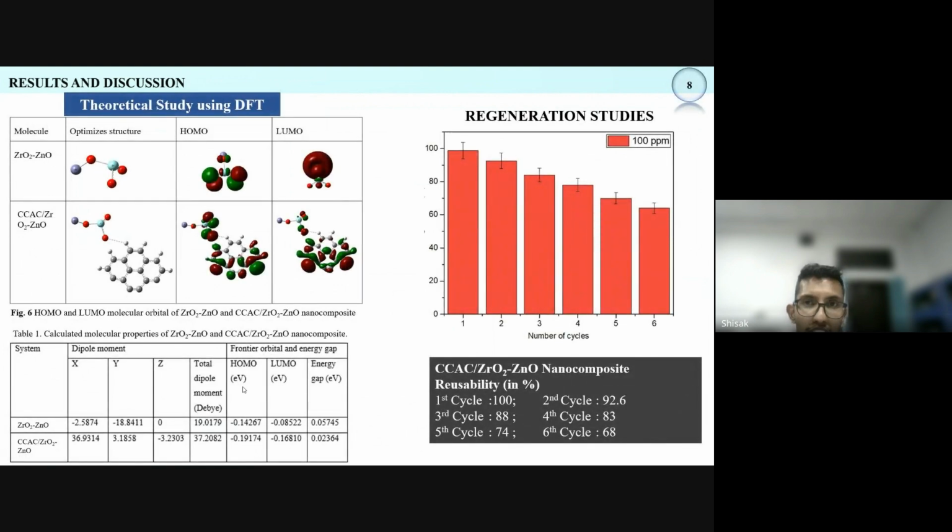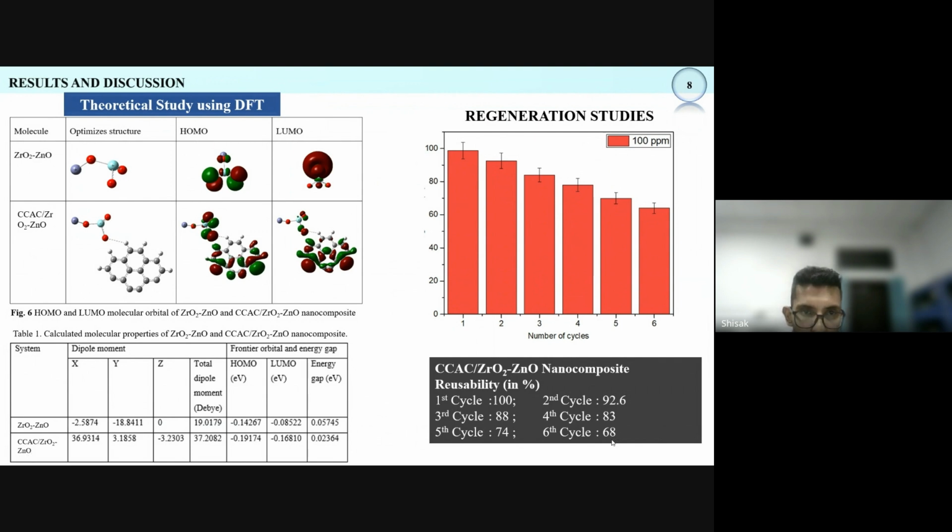And in order to make the process more sustainable and to reduce the disposal cost, we have also done some regeneration studies. And from these regeneration studies, we were able to know that this material has an outstanding utilization capacity even after numerous cycles, which I would like to show here: on the first cycle, we were able to find 100% removal efficiency. But as we increased the cycles, till the sixth cycle, it was still showing a good removal efficiency.